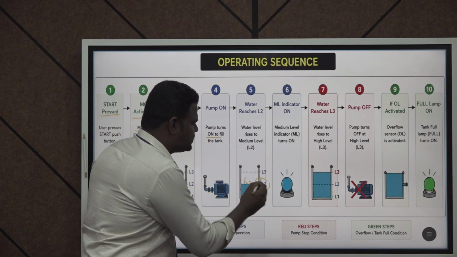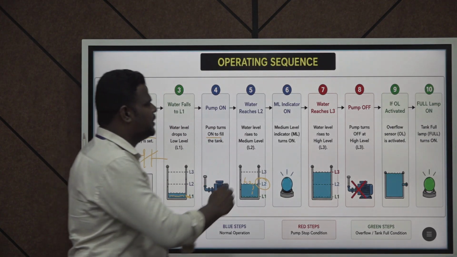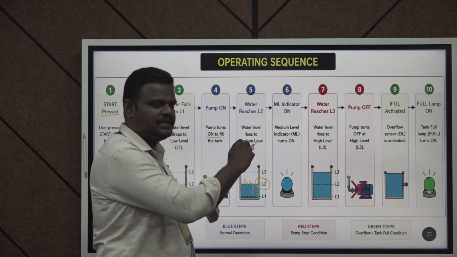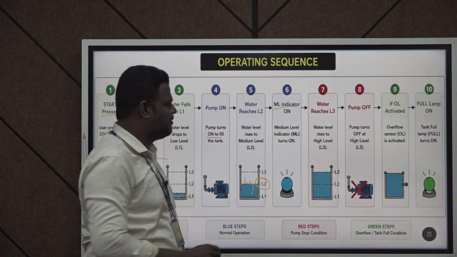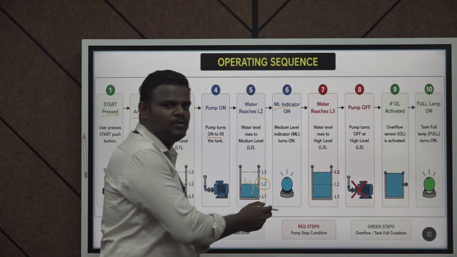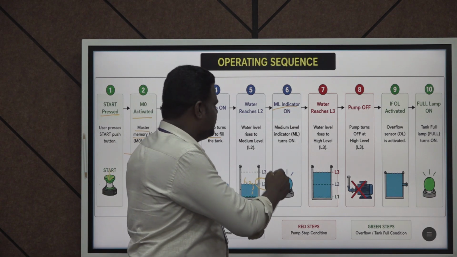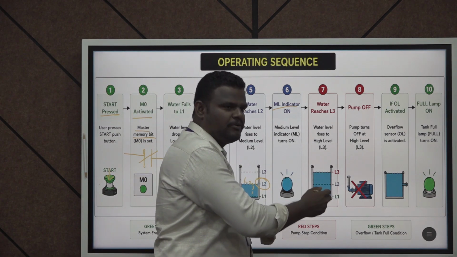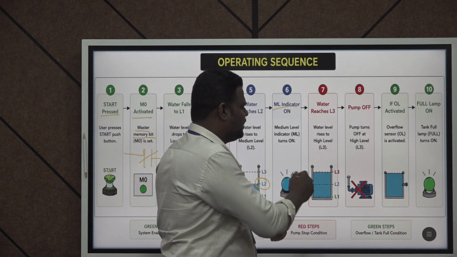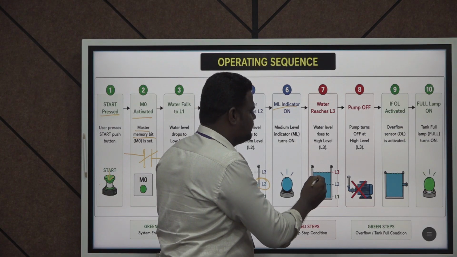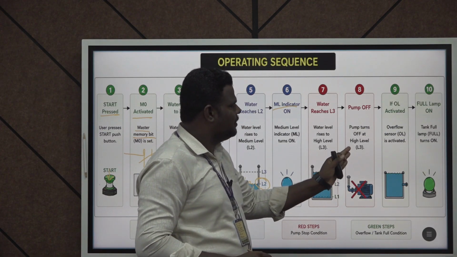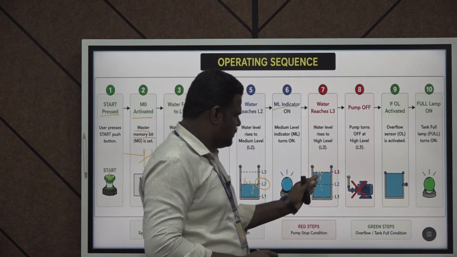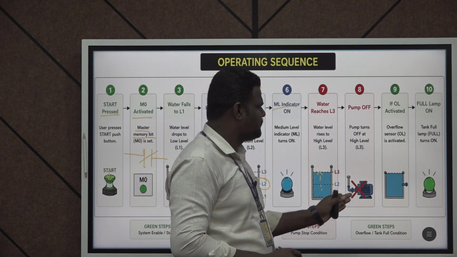Okay. So if the L2 sensor is detected, that time we need to turn on the medium level indication. Okay. The medium level indication lamp we need to glow. Okay. Then again the water will be continuously pouring into the tank, so the level keeps on increasing. If it reaches the L3 level, that time we need to turn off the pump. Okay. Turn off the pump at the high level.